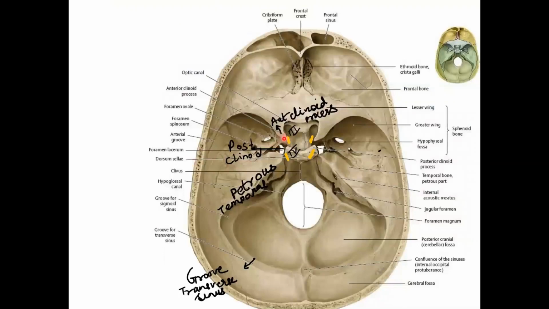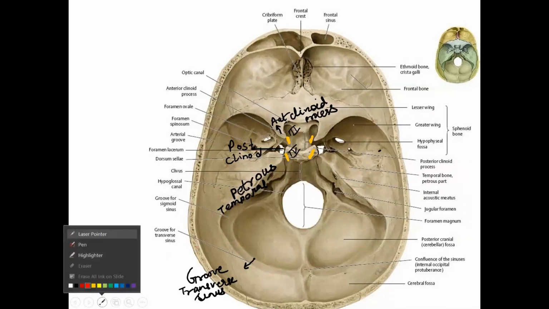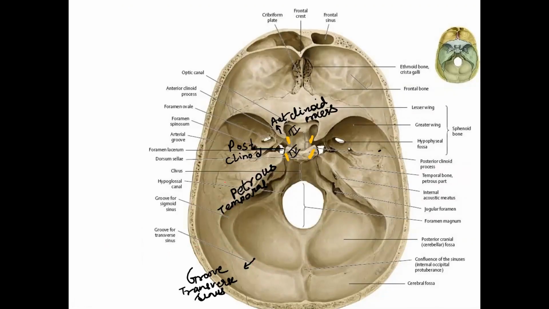So first, just the revision of the bony points. This is the anterior clinoid process. The lesser wing of the sphenoid will end up medially as the anterior clinoid process, while the dorsum sellae will end up as the posterior clinoid process. And this is the petrous part of the temporal bone, and the inner surface of the occipital bone shows the groove for the transverse sinus. Now first we will mark the attachment of the attached margin laterally to the temporal bone and posteriorly to the occipital bone.